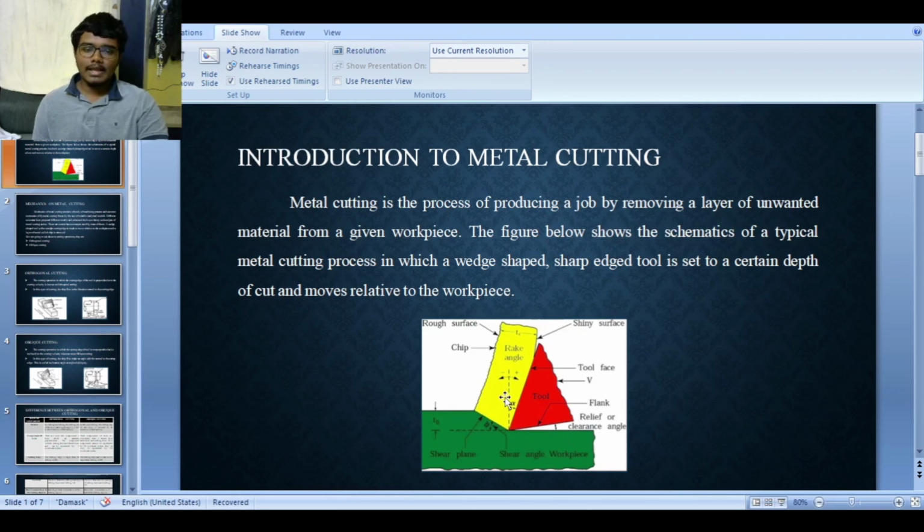This is the rake angle. Rake angle is the angle of the surface of a cutting tool tip over which the chip is removed. This is the tool surface, this is the shear plane and this is the shear angle. Shear angle is the angle made by the shear plane with the direction of tool travel, and this is the flank. Flank is defined as a surface below and adjacent to the cutting edges.